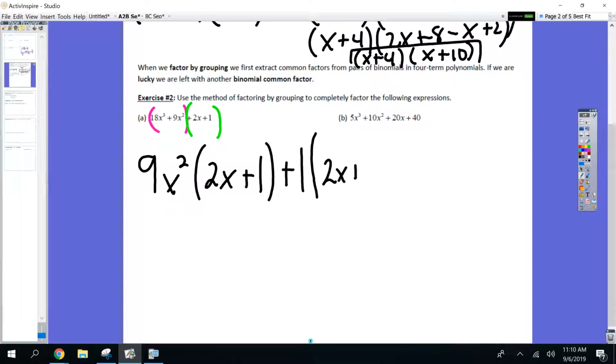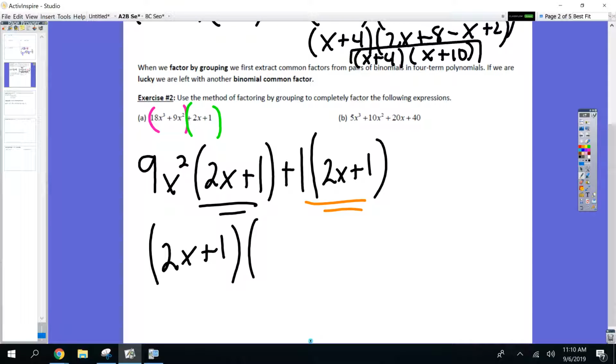And anybody remember from last year? You know you're doing grouping correct if what's inside is the same. You're on your way now. And this looks like the first 2 problems we did today, doesn't it? What can you take out now? You can take out a 2x plus 1. And what am I left with? 9x squared. This is exactly what we did in the first problem.